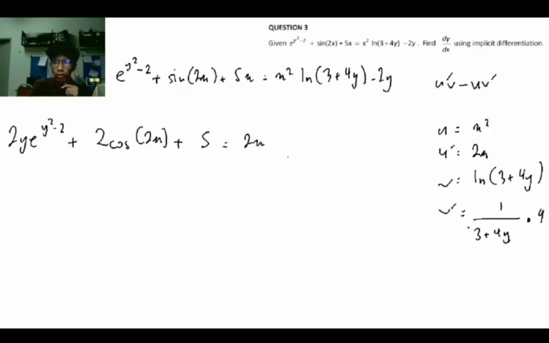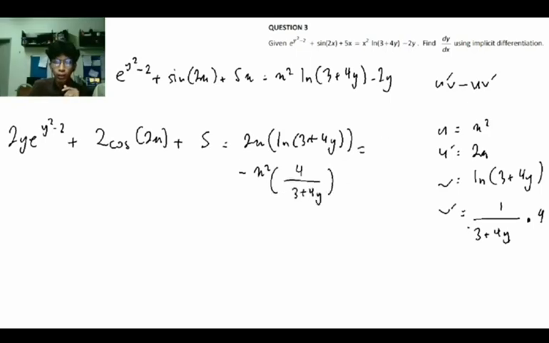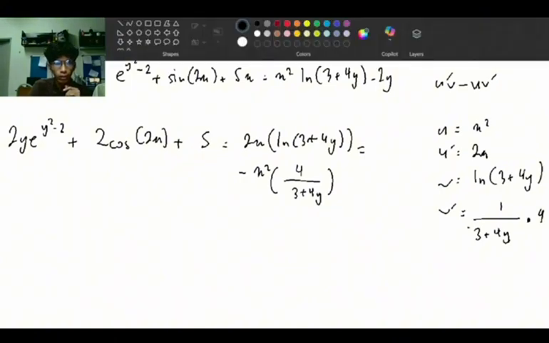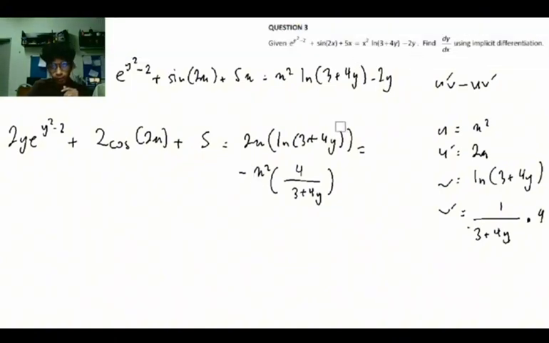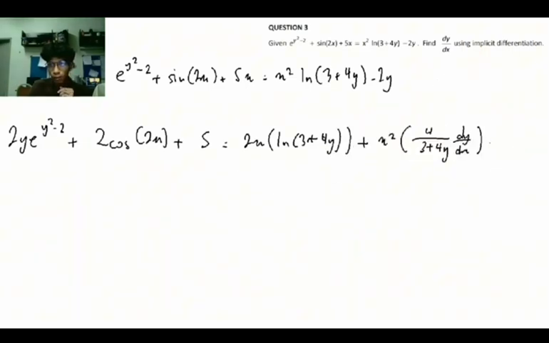After that, we get 2x times ln(3 plus 4y), plus u, which is x squared, times v prime, which is 4 over 3 plus 4y. Oh, I forgot: we need to add dy/dx to the terms that have y, so minus 2 dy/dx.